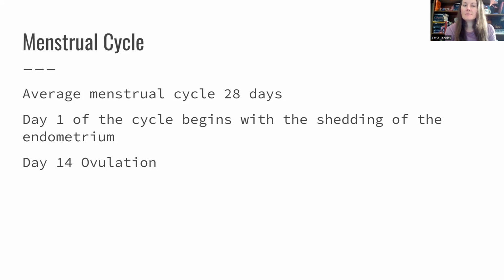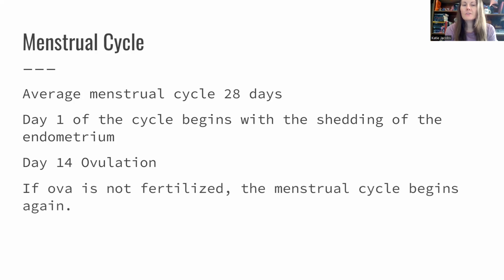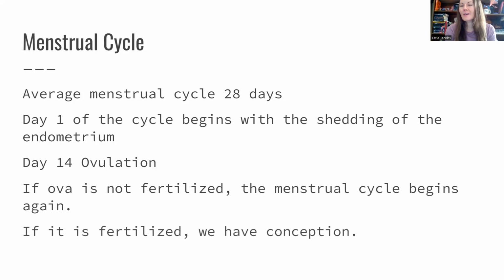You can actually become sexually aroused, which can trigger ovulation. So there's just a whole bunch of different things that can influence that. If the ova is not fertilized, the menstrual cycle begins again. If it is fertilized, we have conception, and that starts what we talk about as prenatal development.